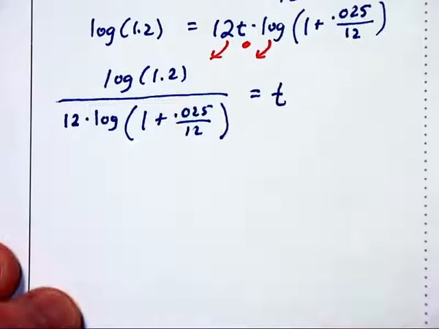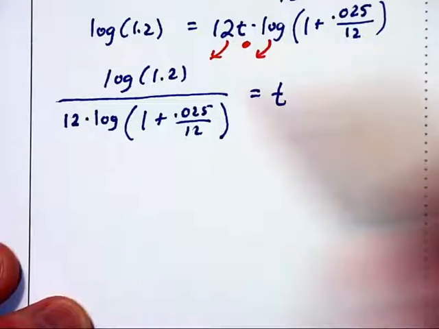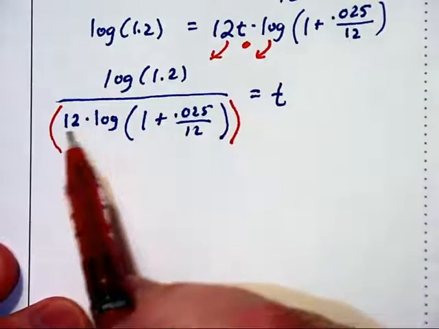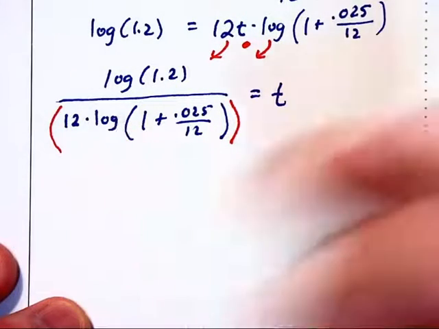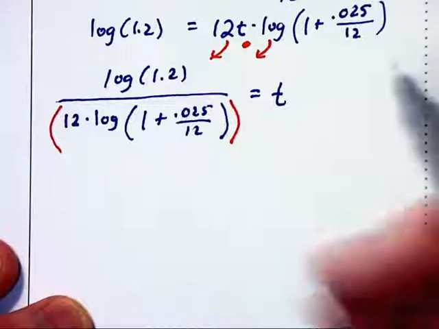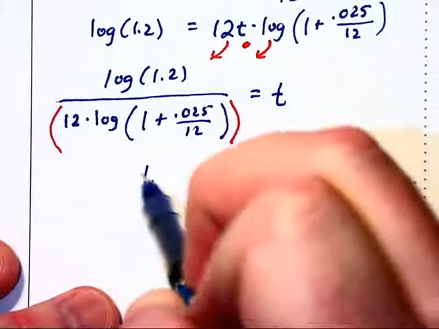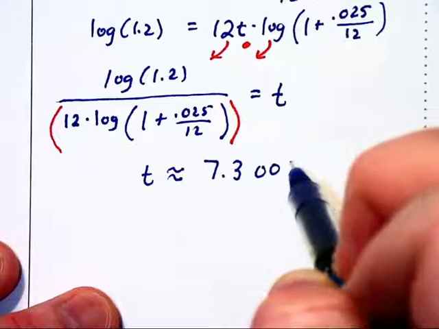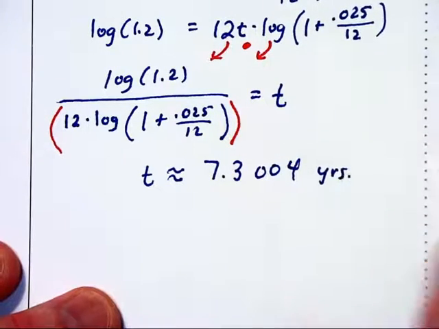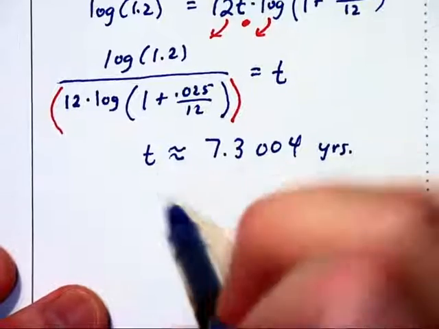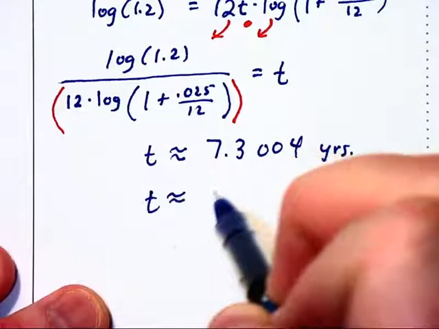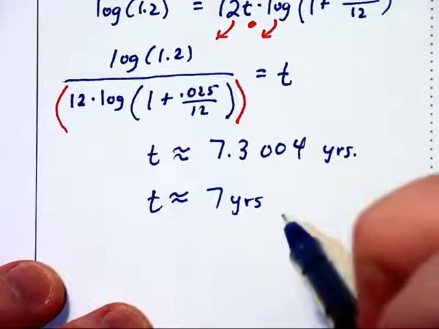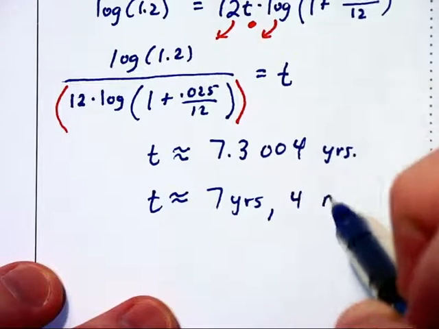Now you've got to be able to enter this into a calculator, and you've got to be careful here. I would recommend that you put extra parentheses around the denominator so that you're not just dividing by 12 and then putting that log up on the top with multiplication. Just be careful. The answer here is going to be t is approximately 7.3004 years. But the problem says to the nearest month, so this would be t is approximately 7 years, and 0.3 of a year is about 4 months. So, 7 years, 4 months.